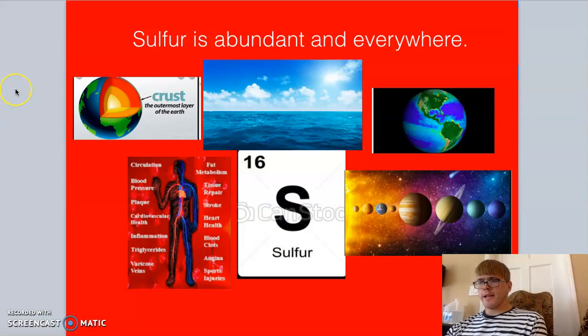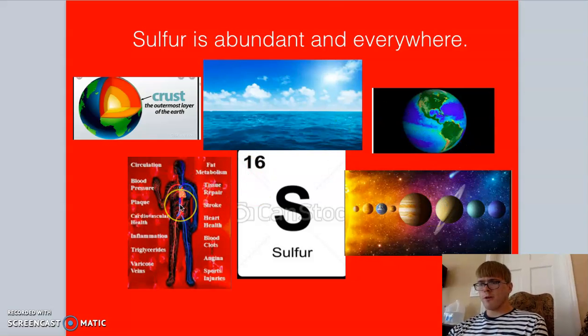Sulfur is abundant everywhere. It is a constituent of the Earth's crust, the ocean, the human body, the solar system, and the entire Earth. For example, in the human body, sulfur is essential for the production of the systemic enzymes that aid digestion, and it assists other systems of the body.